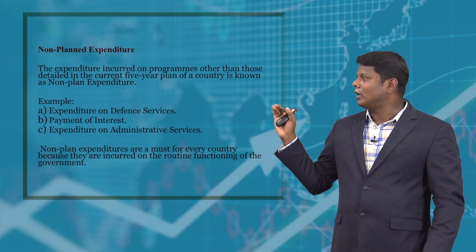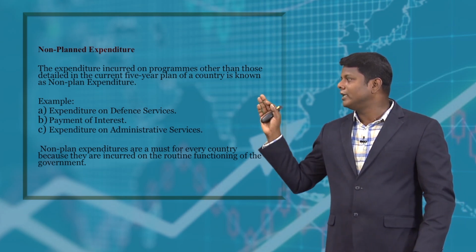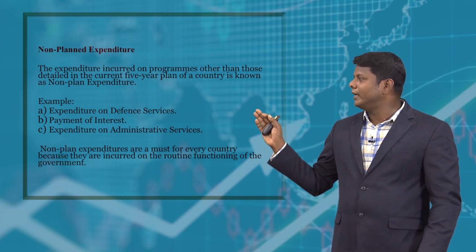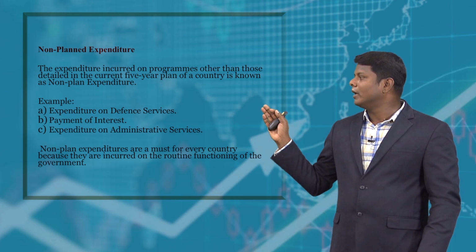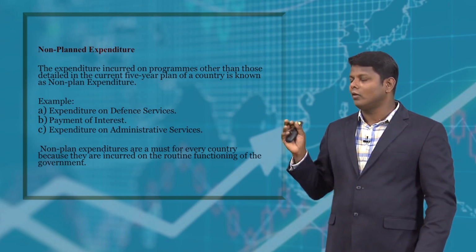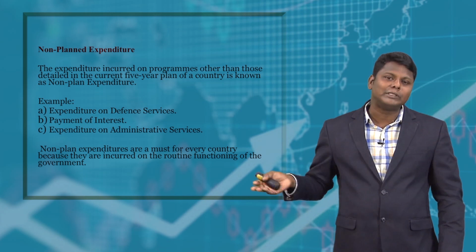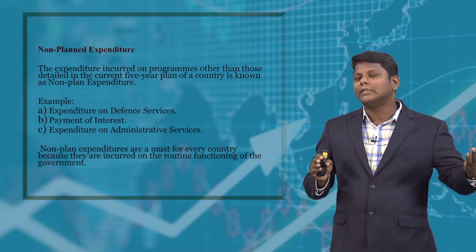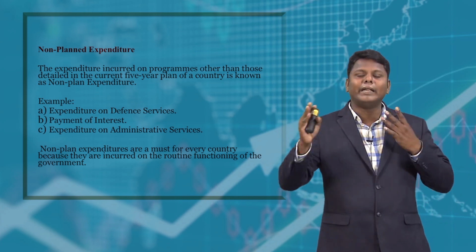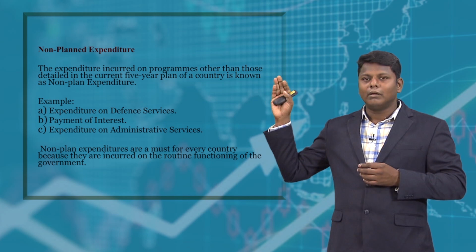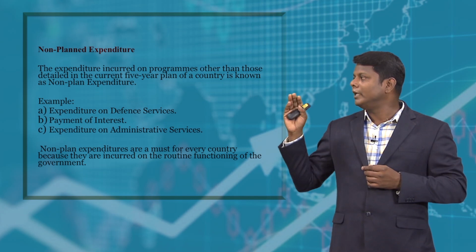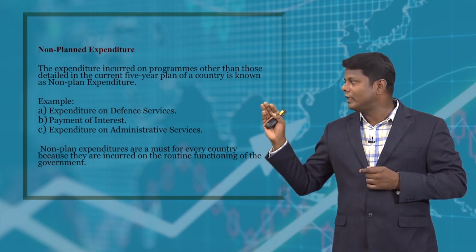First is expenditure on defense services, payment of interest, expenditure on administrative services. These non-planned expenditures are a must for every country because they are incurred on the routine functioning of the government. It happens every month, every year, it is recurring, whereas the planned one is not recurring. That is why it is there in the 5-year plan. It is by default there, so that is why it comes under the non-planned. Money spent on defense services, payment of interest, expenditure on administrative services.